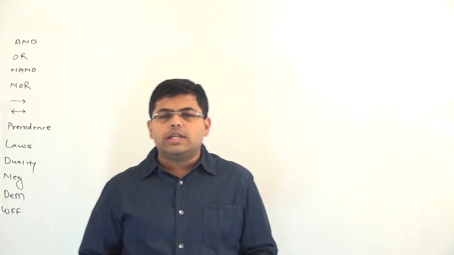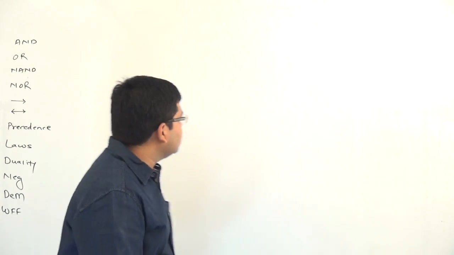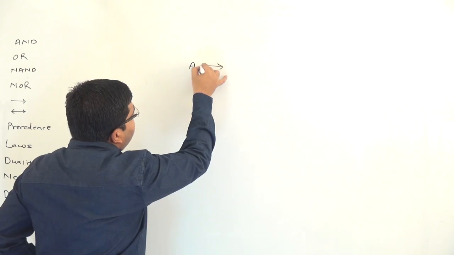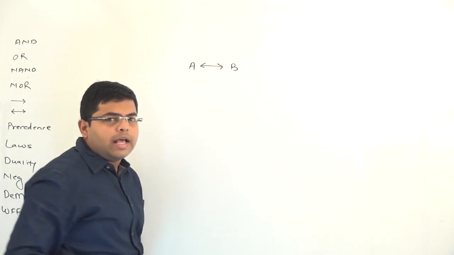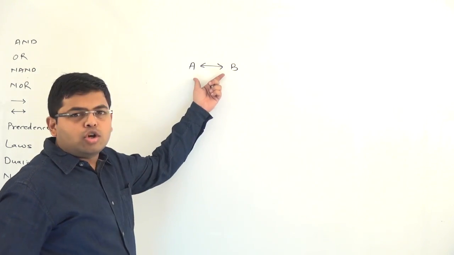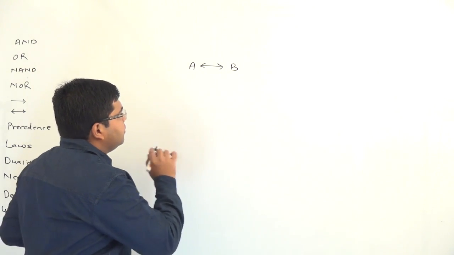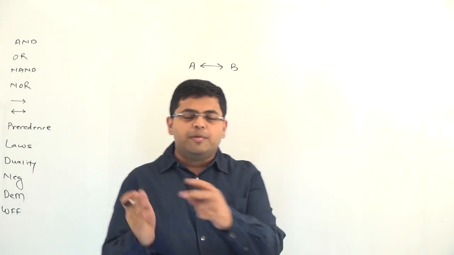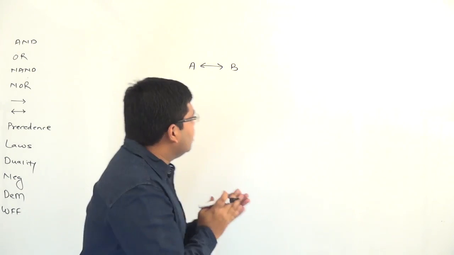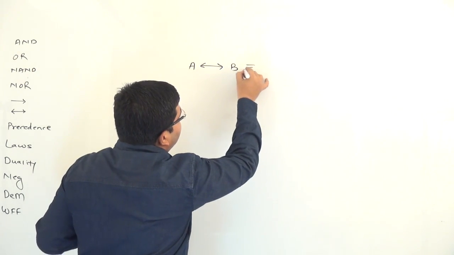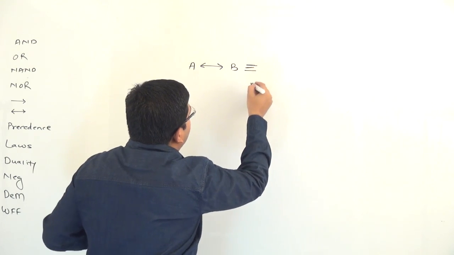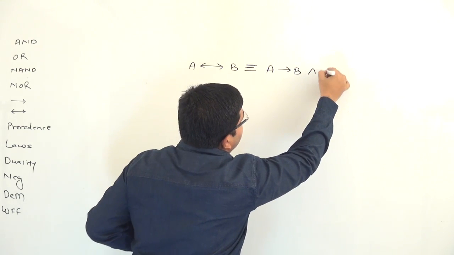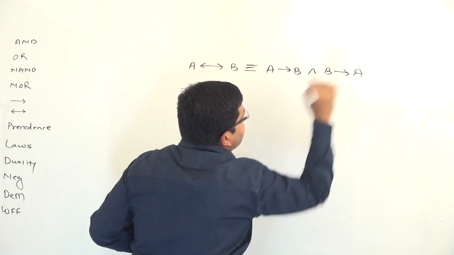Let us continue with the biconditional operator, which is represented like this: A, double arrow, and then B. Read it as biconditional, or it is also called double implication. Now the meaning of double implication is implication in both the directions. So A double implies B can be broken as A implies B and B implies A.